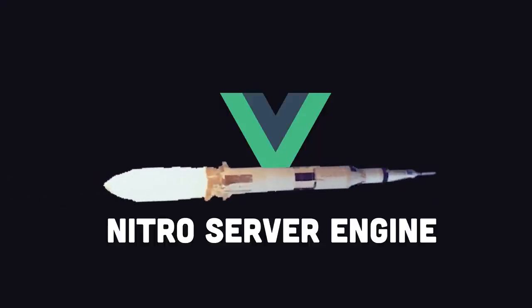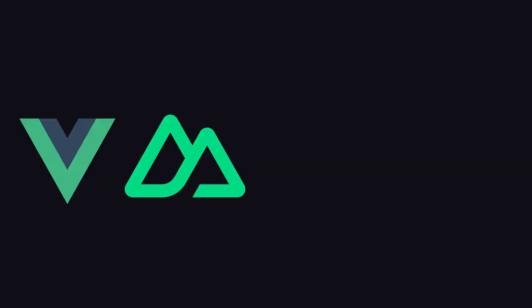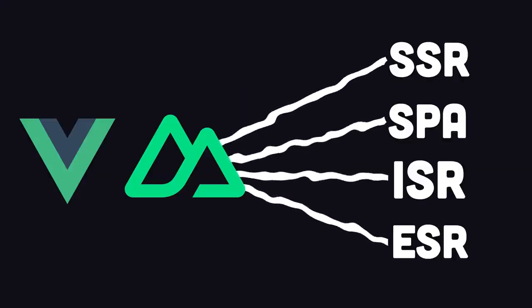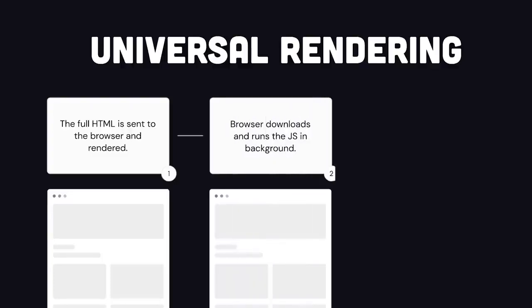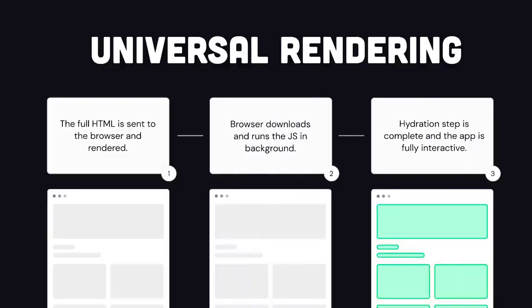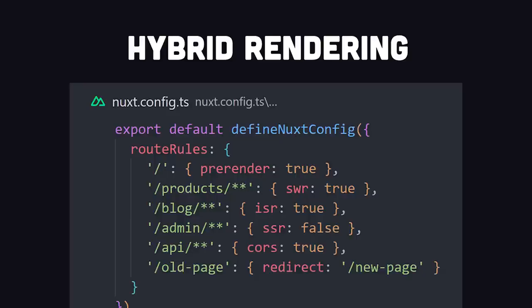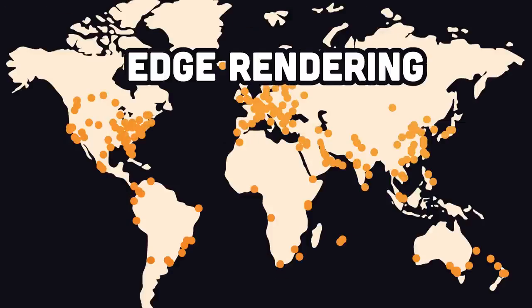It works by strapping its Nitro server engine to Vue, enabling multiple rendering modes from a single application. By default, it does universal rendering, where the initial page view is rendered on the server, then JavaScript takes over to handle all subsequent navigation client-side. However, if that's not ideal, developers can set different rendering and caching rules for every route, and it's capable of running on edge networks like Cloudflare.